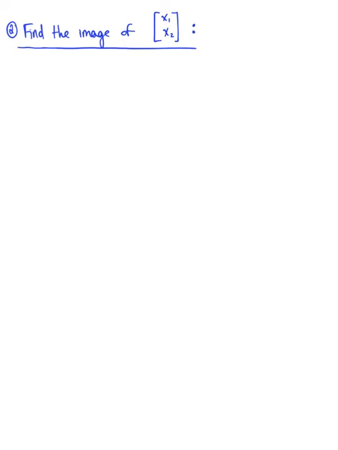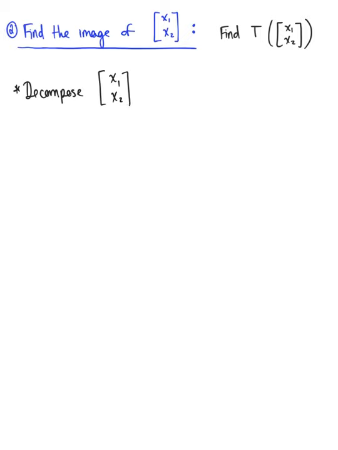So in part 2, we are asked to find the image of the vector x sub 1, x sub 2. So we'll keep in mind here that, in other words, we're being asked to find the image of this arbitrary vector x sub 1, x sub 2 under the action of t. So in order to find this image, we again need to start by decomposing this vector into a linear combination of the elementary vectors. So we want to decompose this arbitrary vector in R2, this vector x sub 1, x sub 2.